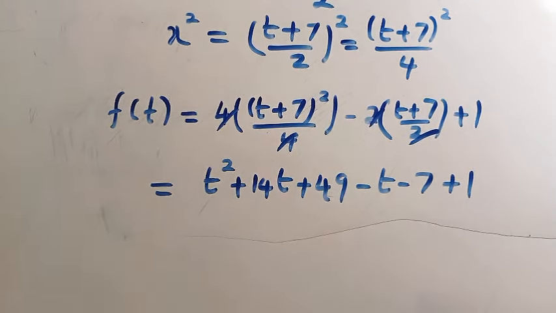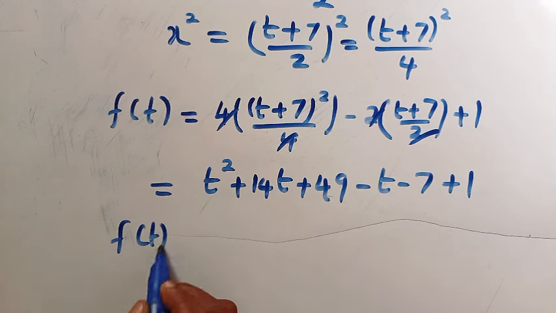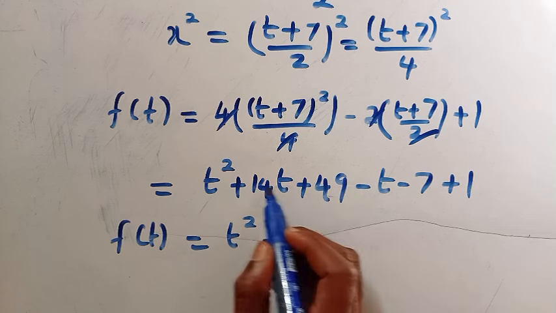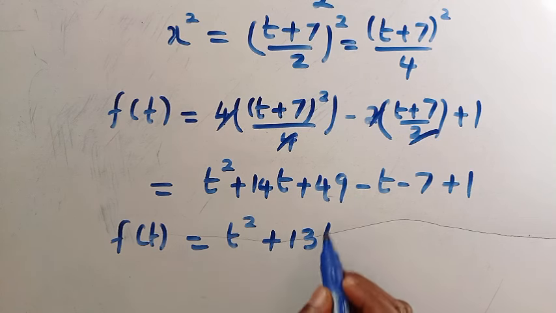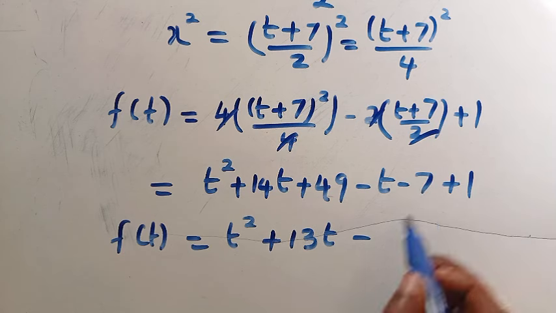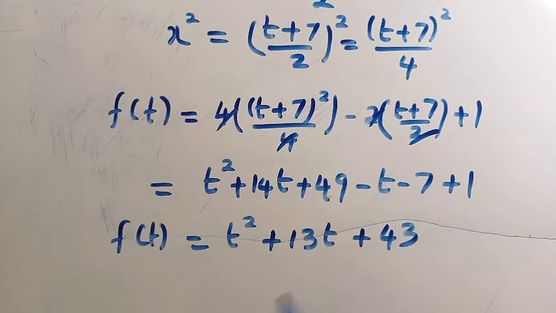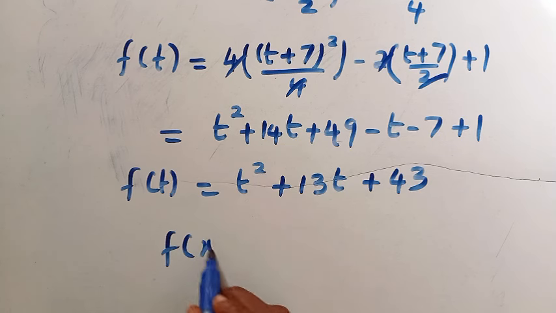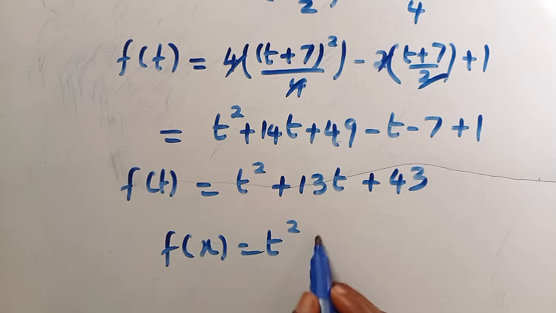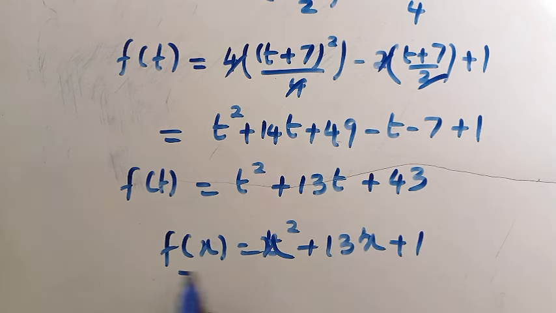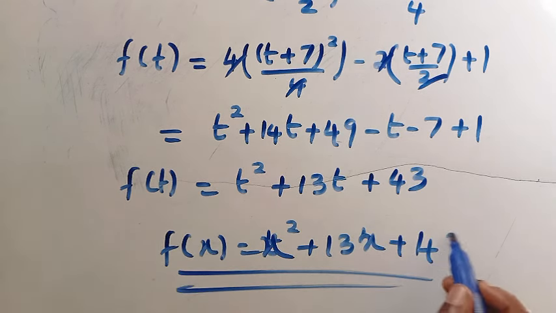And then we have f of t equals t squared plus, minus t plus 14t, that is plus 13t. Then here is 49 minus 7 plus 1, that gives us 43. Then replacing t with x, we are going to have f of x equals x squared plus 13x plus 43.